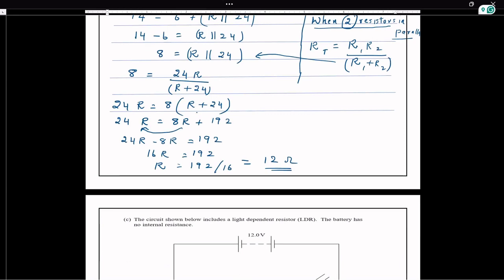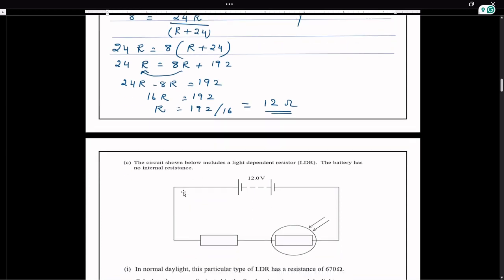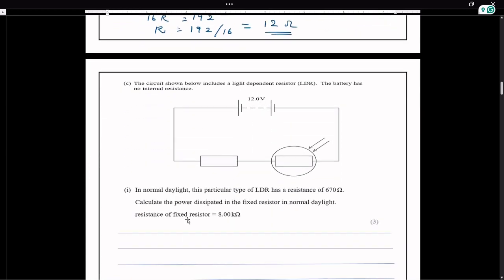Let's see the next part of the question. The circuit shown below includes a light dependent resistor, LDR. The battery has no internal resistance. In normal daylight, this particular type of LDR has a resistance of 670 ohms. Calculate the power dissipated in the fixed resistor in normal daylight. Resistance of the fixed resistor is 8 kilo ohms.